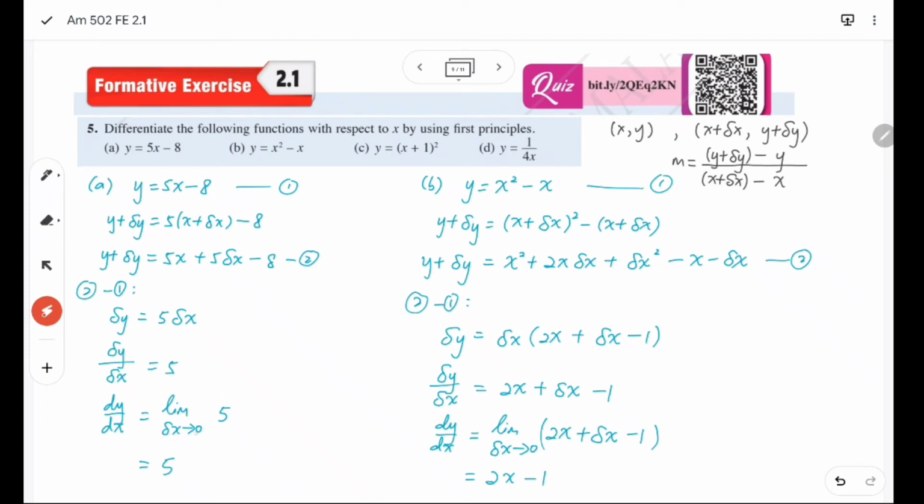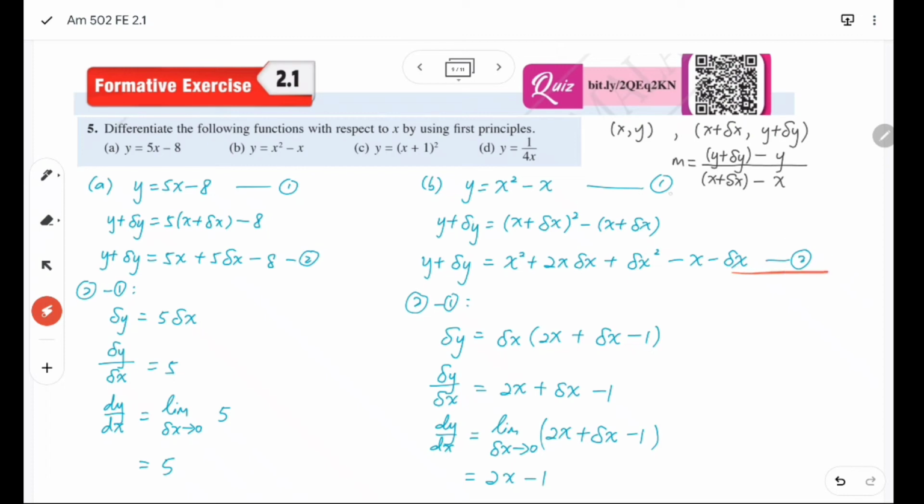Then when del x tends to 0, for the limit of 5, we get only 5. B. y equals x squared minus x. Then we try to get the second point, y plus del y, where x becomes x plus del x. Alright, so after expanding the square and the bracket, we get the second equation.